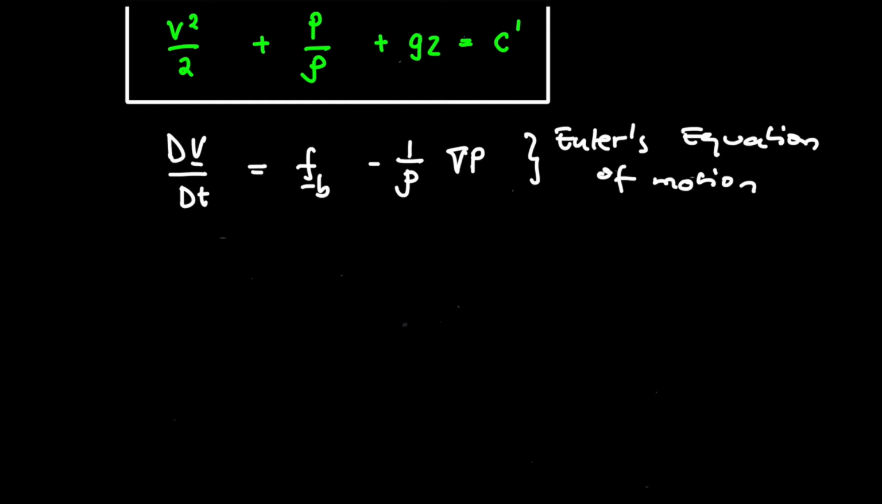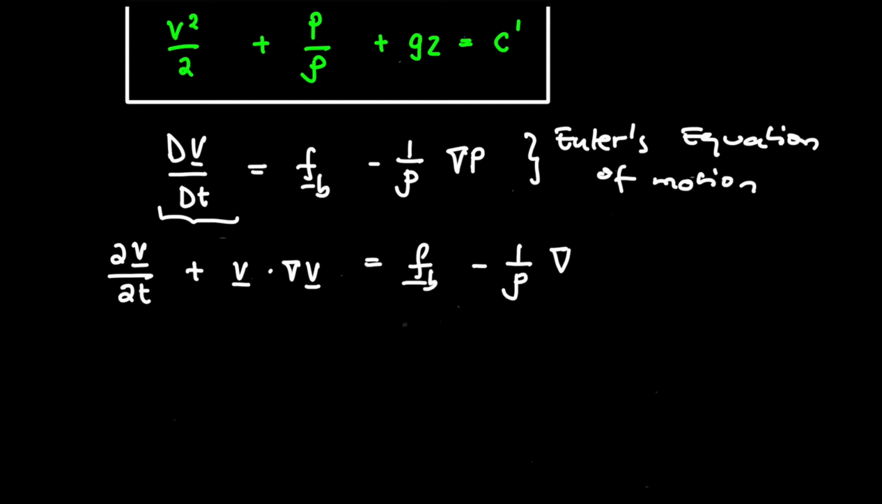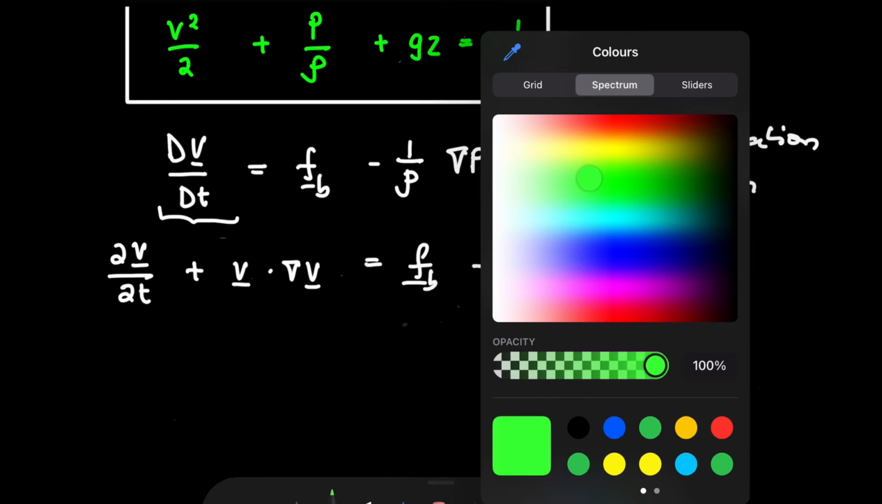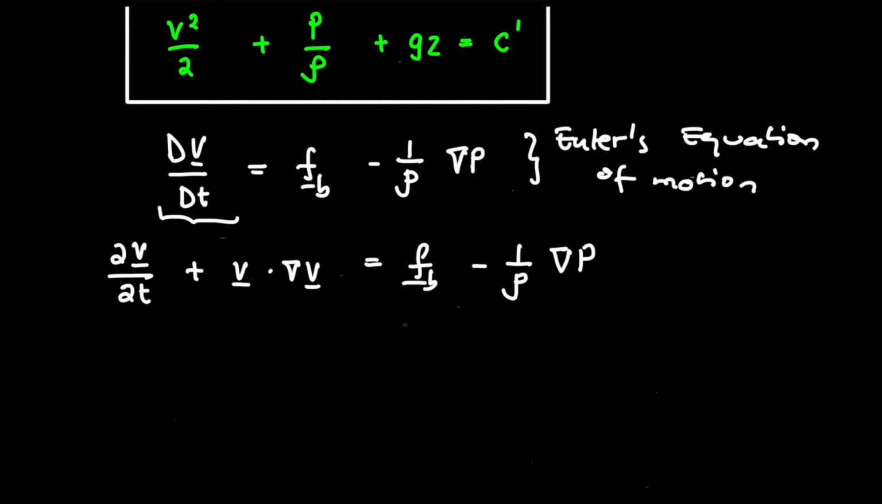All right. So to continue from here, we're going to express the material derivative in another form. That's the partial derivative over here plus v dot del v. So this is this part. It still equals the body force field minus 1 over the density del P. All right. At this point in time, you would be given identities of vector fields, right?